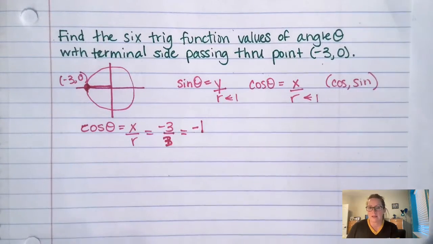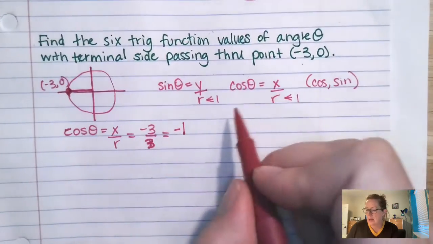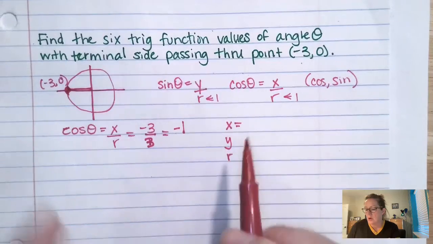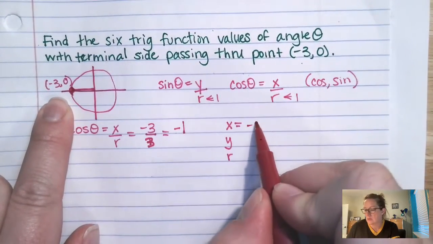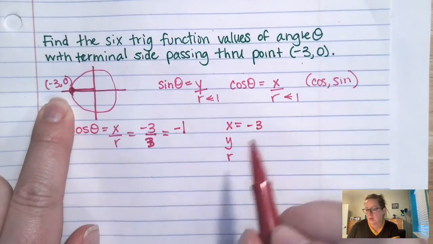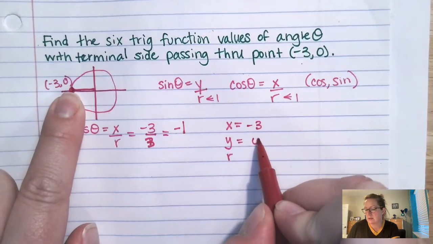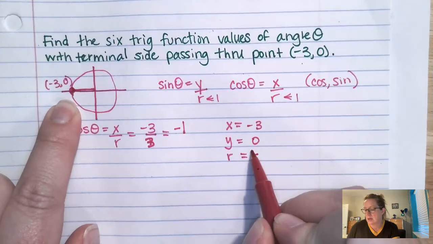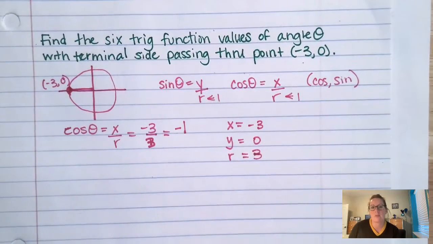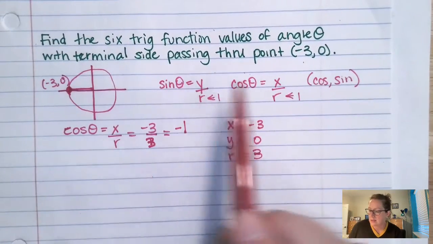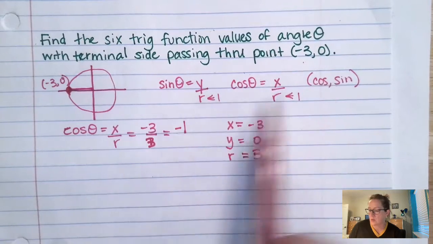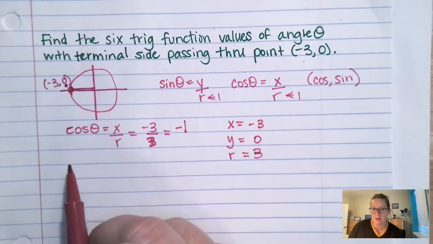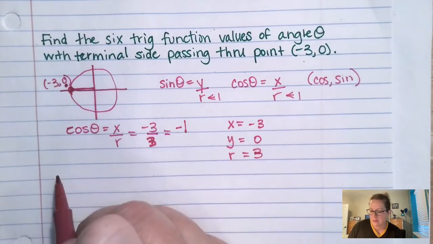So let's go ahead and do this. We have these x values, the y values, and now our r values. We're given the point, so we know x is -3. We know y is 0. And we know the radius of this circle is not -3, because we can't have a negative radius length, but it's 3. So when we want to find the sine and the cosine, well, sine is going to be the y value over 3. Well, what's 0 divided by 3? 0. And we want to find the 6 trig functions.